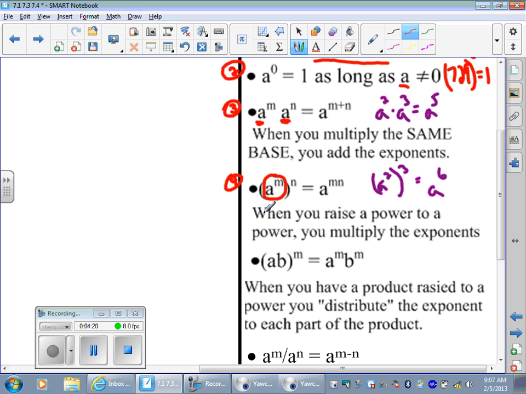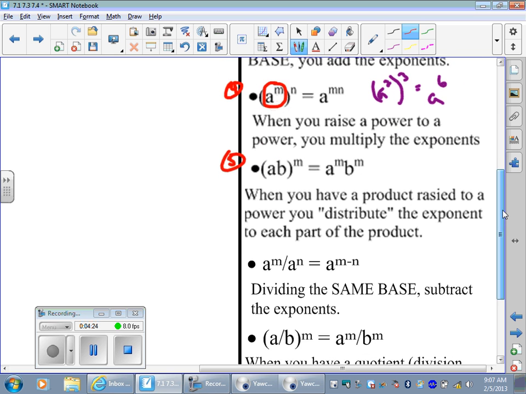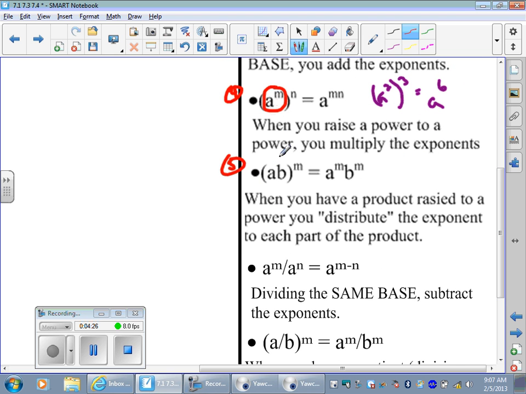All right, fifth property. And again, you have to memorize these. Expect a quiz. Here, what if we have a product? So that's what we have in here. We have a product. We just have a times b. And what are we doing with it? We're raising it to the m power.